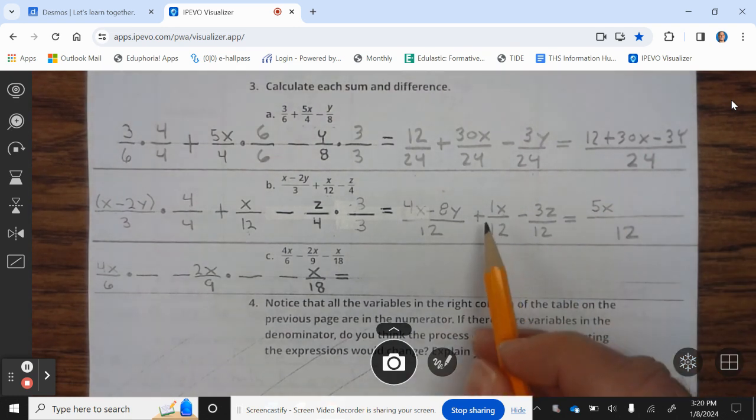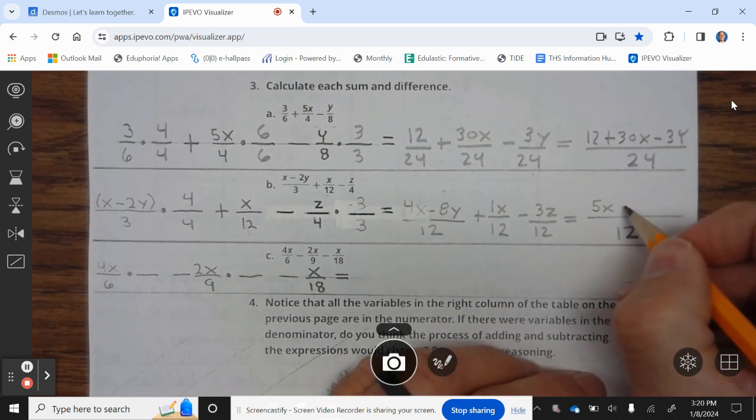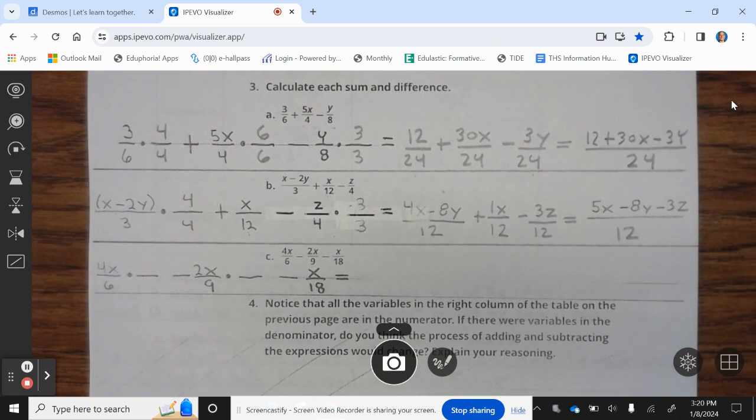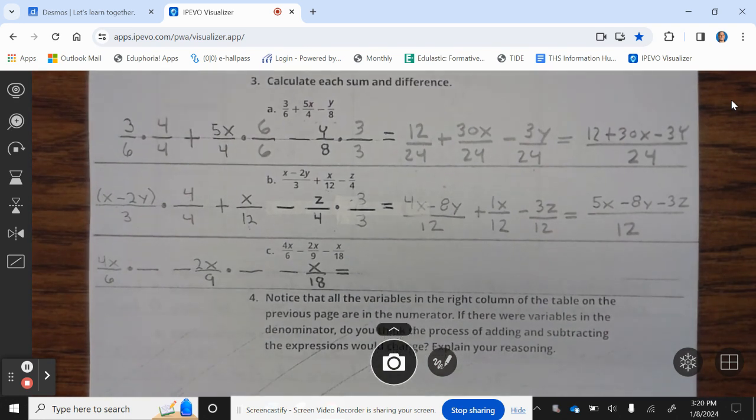And then we have minus 8y minus z. So minus 8y minus 3z divided by 12. All right, let's take a look at C.